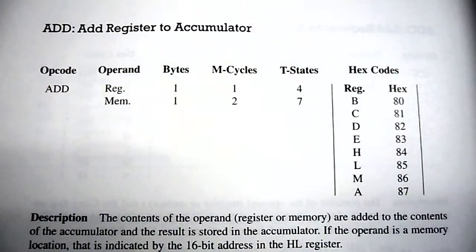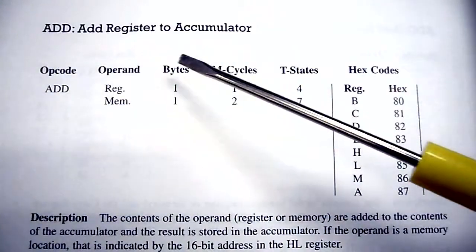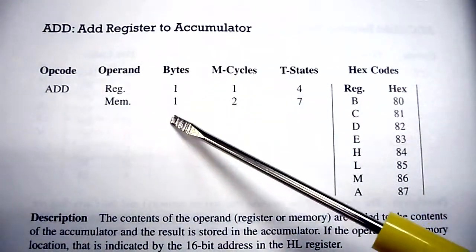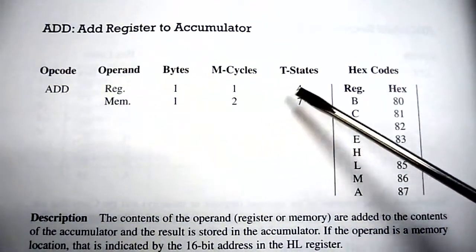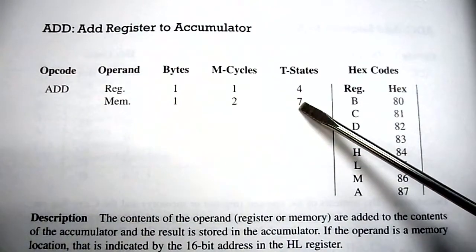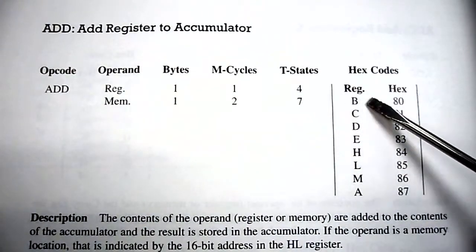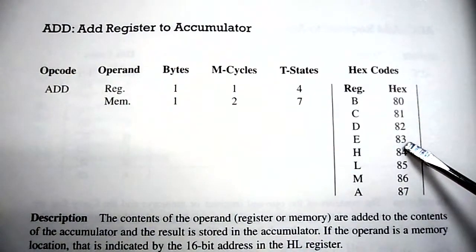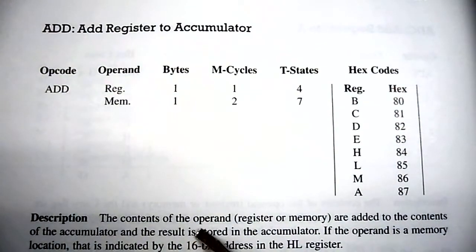Page 740 of the 5th edition of your textbook has the add command, add register to accumulator, and we can see it's 1 byte, 1 machine cycle, and 4 T states, unless we're trying to add something from memory. So we're looking for the ADD E, and you can see its hex code is 83. And the contents of the operand, register or memory, are added to the contents of the accumulator, and the result is stored in the accumulator.